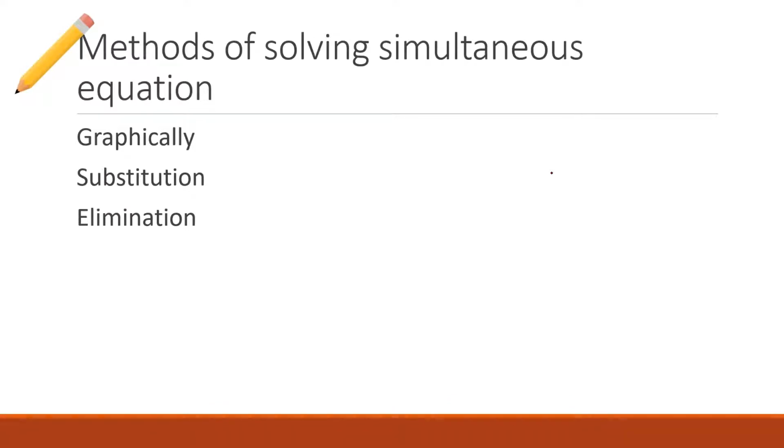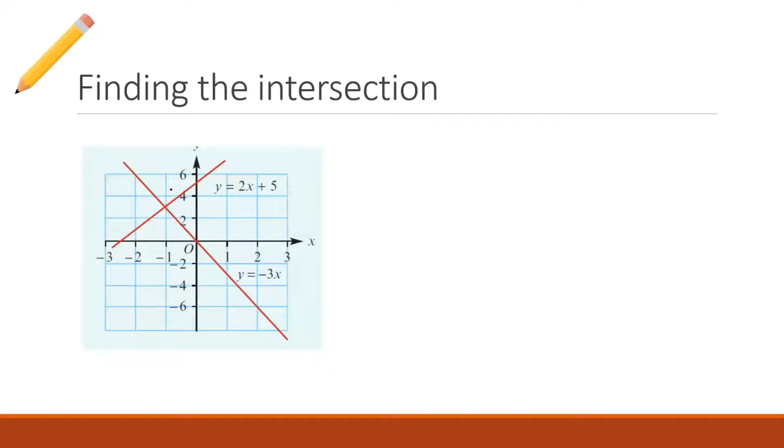Now here are the three methods: the graphical method, the substitution method, and the elimination method. The graphical method is what you guys are going to be doing in 3I. The substitution and elimination methods are 3J. Then 3K is a little bit of both of those. The next one is 3L, which is the one I'm going to talk about mostly today.